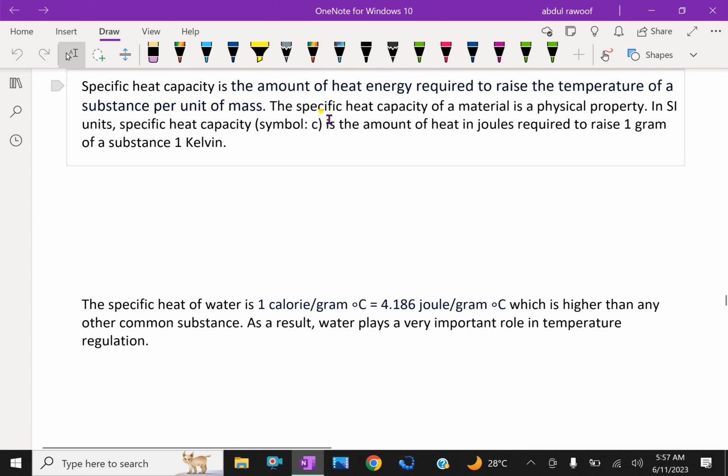Specific heat capacity is the amount of heat energy required to raise the temperature of a substance per unit of mass. The specific heat capacity of a material is a physical property. In SI units, specific heat capacity, with symbol C, is the amount of heat in joules required to raise 1 gram of a substance by 1 Kelvin.